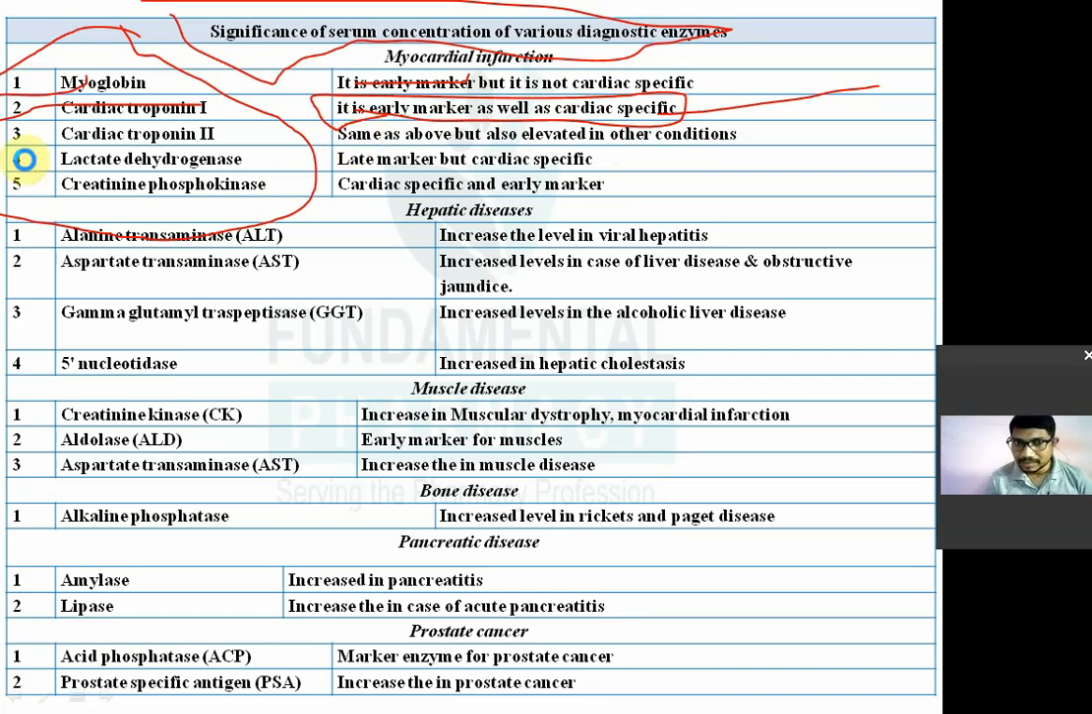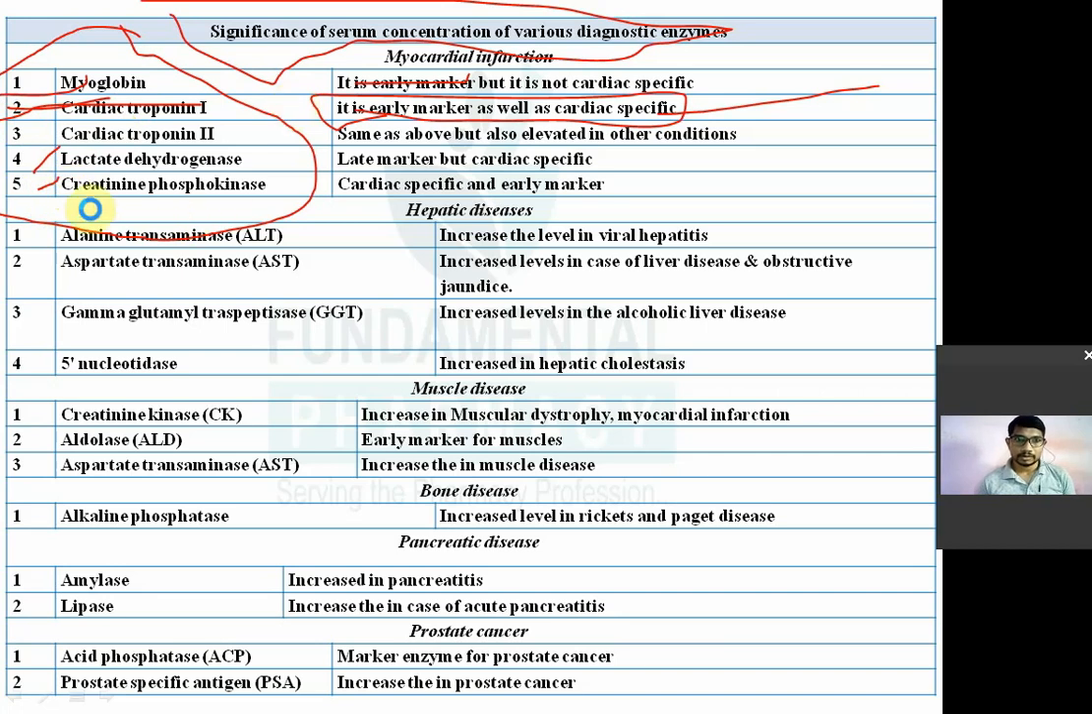Match the following type का क्वेश्चन था. नहीं सॉरी, डायरेक्ट क्वेश्चन था: one of the following hormones is an early marker for diagnosis of myocardial infarction. और आपके ऑप्शन में थे जैसे cardiac troponin 1, lactate dehydrogenase, creatinine phosphokinase और एक ऑप्शन था.